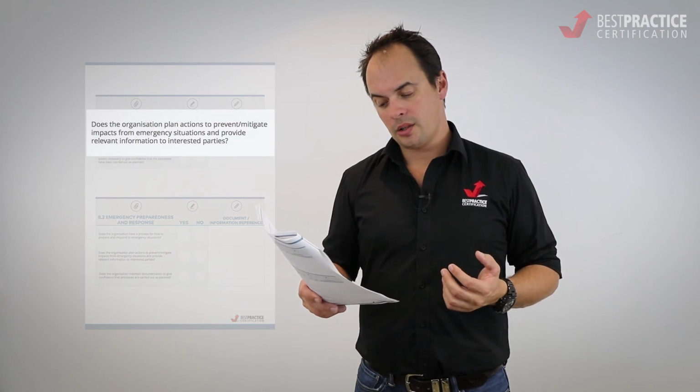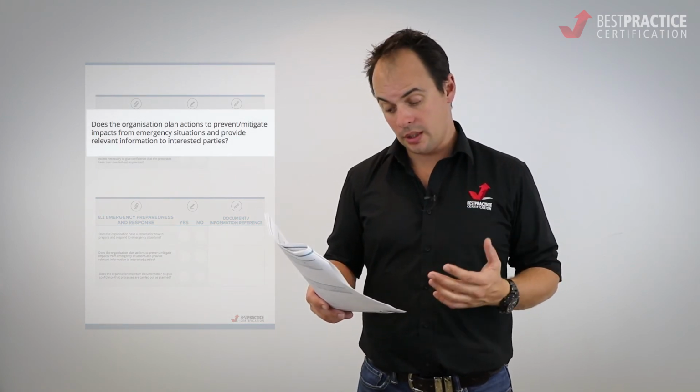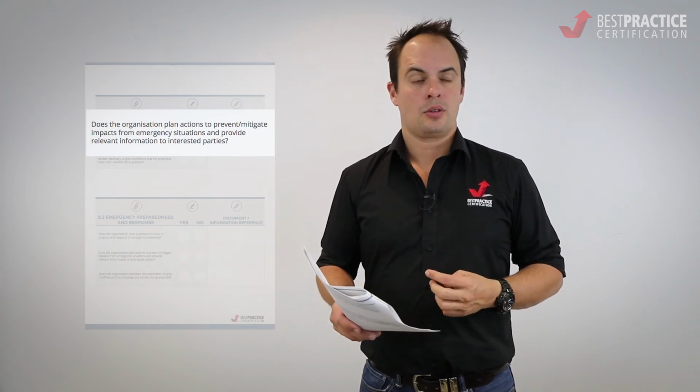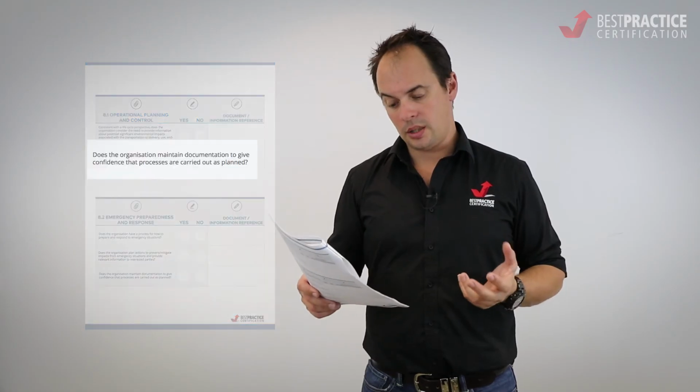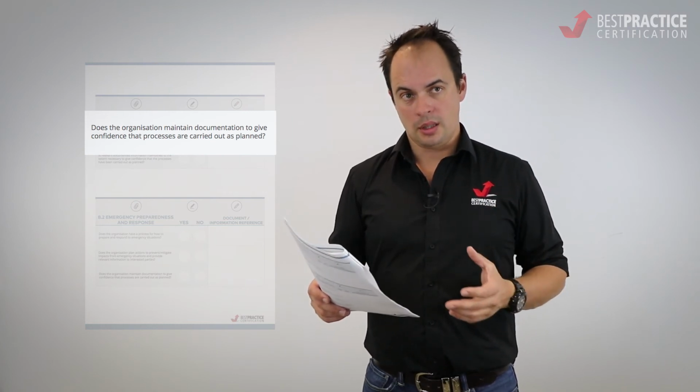Does the organisation plan actions to prevent, mitigate impacts from emergency situations and provide relevant information to interested parties? So if there are potential situations that could take place, do you run training for your customers, your suppliers, your staff, your stakeholders involved with your organisation? If you've got highly toxic chemicals or explosive chemicals on your site, do you train and inform the emergency services so that they know what's on your site? And inviting them in when it's not an emergency situation is sometimes a good idea so that they can join your team when you've got an emergency taking place and you can manage and minimise environmental impacts from those emergency situations. It's good quality environmental emergency preparedness.